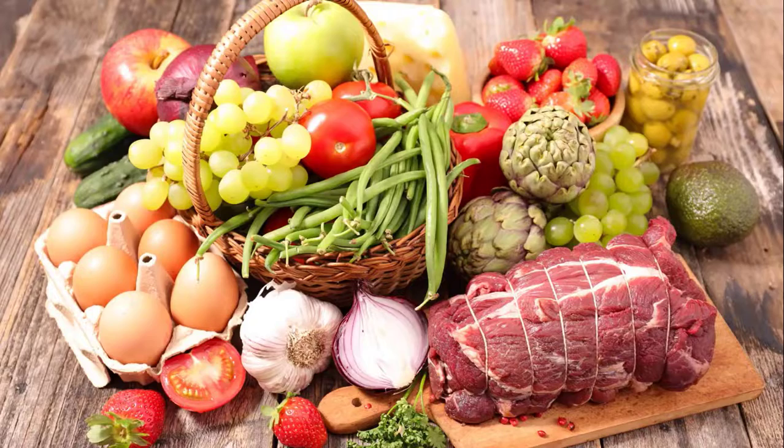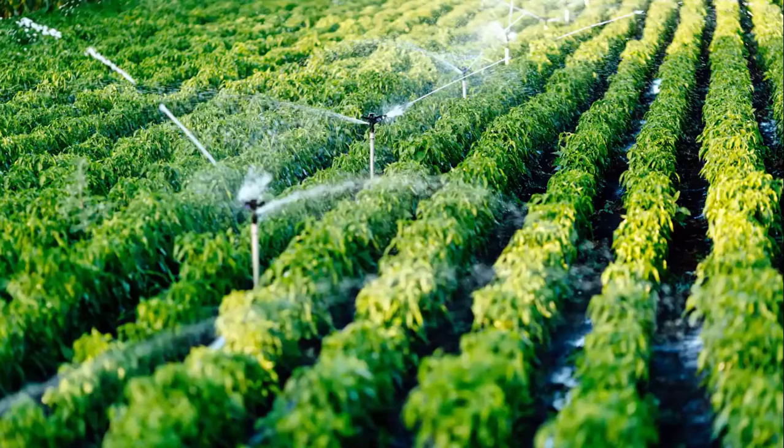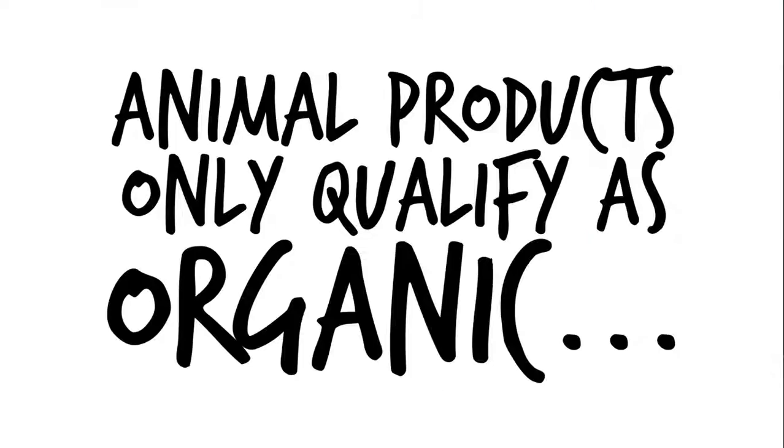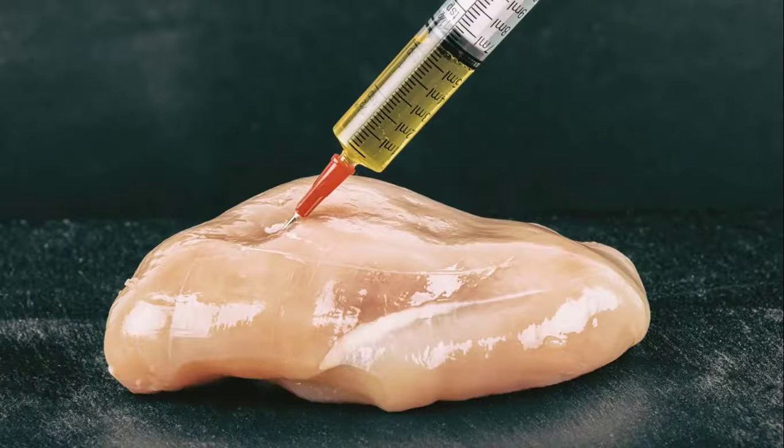Organic food is food produced with the standards of organic farming. Standards vary worldwide, but they generally mean food produced without the use of synthetic pesticides and fertilizers. Animal products only qualify as organic if they do not take antibiotics or hormones during their development.